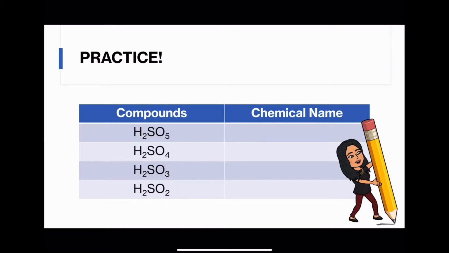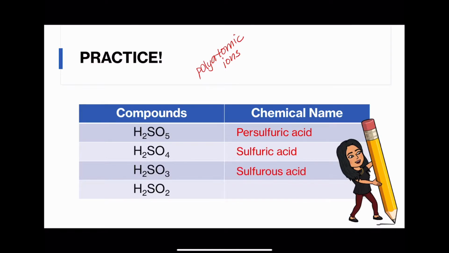So again, the first thing is to figure out what is my "ic" acid? And hopefully you've figured out that these are polyatomic ions. So on your list, you should be able to find these easily. So here are all the answers. Persulfuric acid, we have sulfuric acid, sulfurous acid, and hyposulfurous acid.